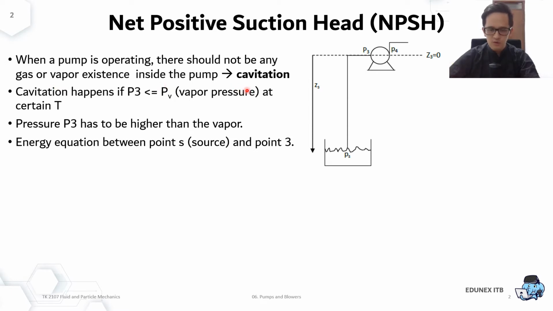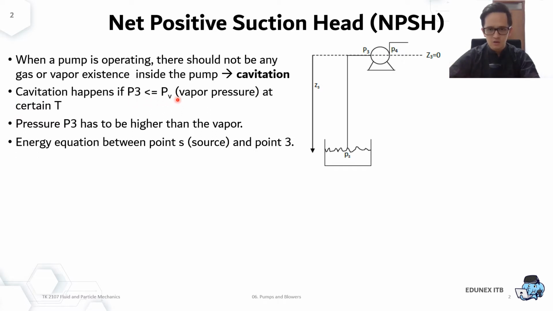So if we have a liquid over here and it's very close to the saturated condition or the vapor pressure, sometimes there is a risk that once it reaches the actual suction point of the pump, in this case is the point 3, some vapor will start to form, and that's going to cause a problem because of the erosion of the impeller diameter and the other moving parts of the pump, and it will damage the pump. So cavitation happens if P3 is less or equal than vapor pressure at a certain temperature.